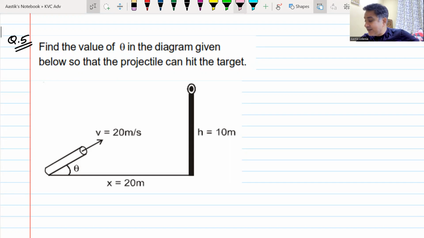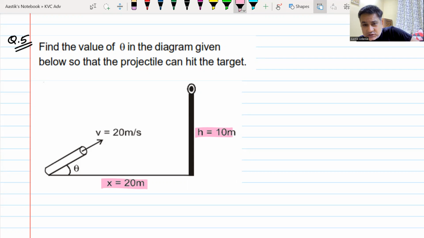And as I told you, as a hint, whenever you see x and y, what do you do? First equation, sir, y equals to x tan theta minus g x square by 2u square cos square theta.